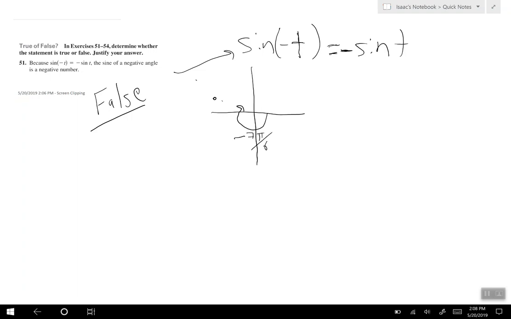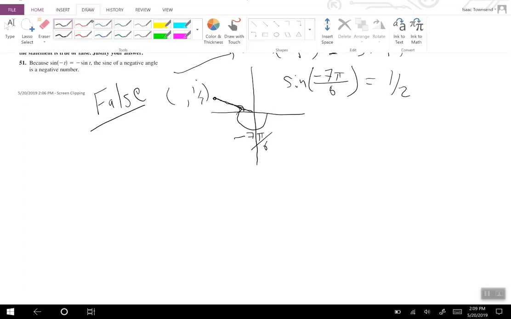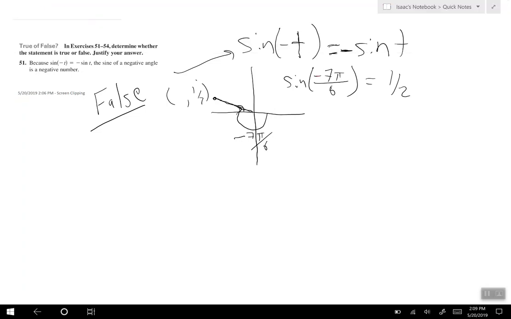Because this angle is negative, I'm going clockwise. I picked an angle that I'm familiar with from the unit circle. So the sine of negative 7 pi over 6. Well, the sine at that value is positive 1/2. So there's a counterexample. I have the sine of a negative angle that is not a negative number.